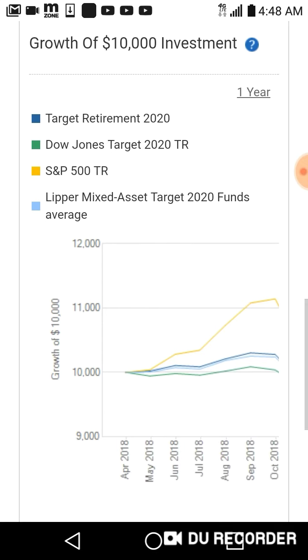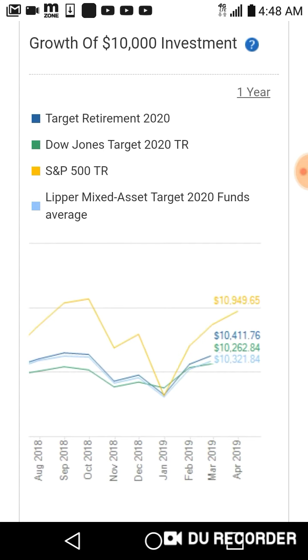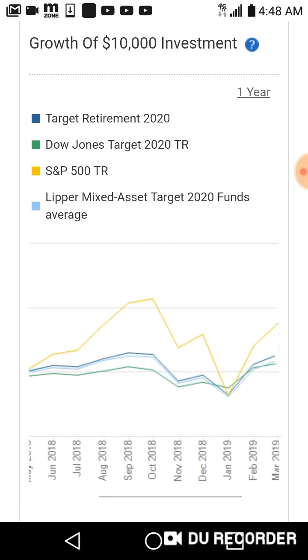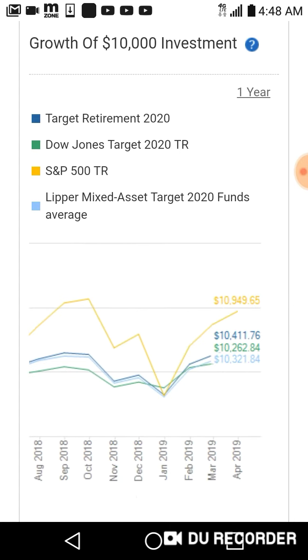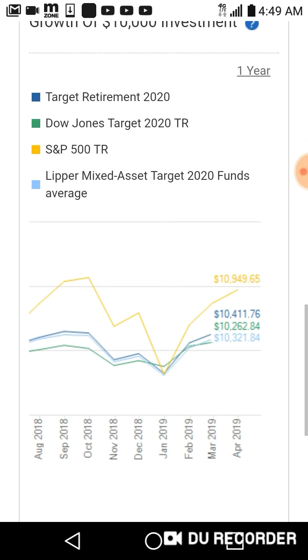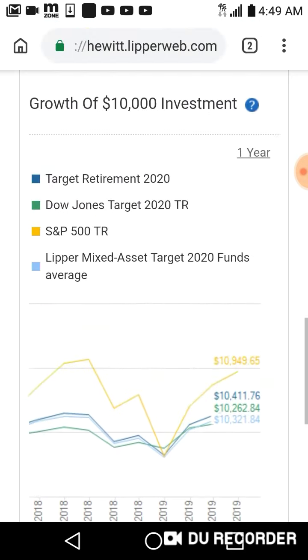Next up, there's a graph that shows you in the last year how much your money would have grown if you started off with $10,000. So if you were in the S&P 500, your $10,000 would have grown to almost 11,000, and then you see the other funds below that one. Okay.